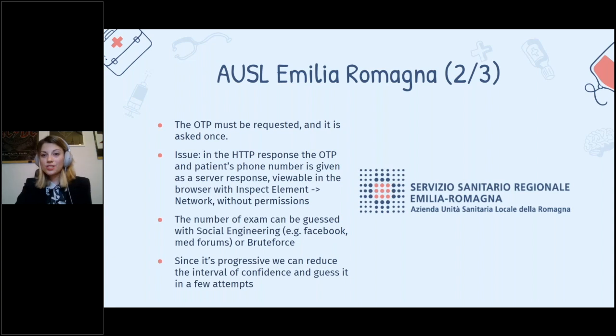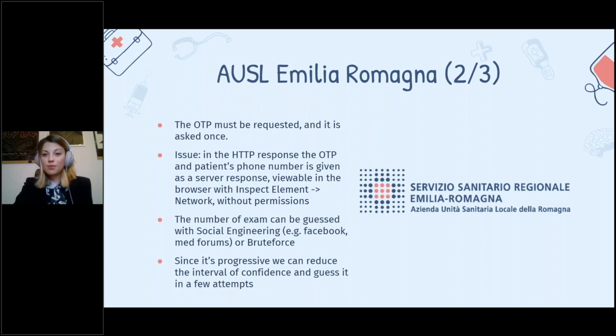An issue was that the website gave you the number automatically if you start the OTP page request, in the HTTP responses. And this is viewable in the browser, with the inspect element network tab, without permissions. Another problem is that in the HTTP response, there is also the patient's phone number.